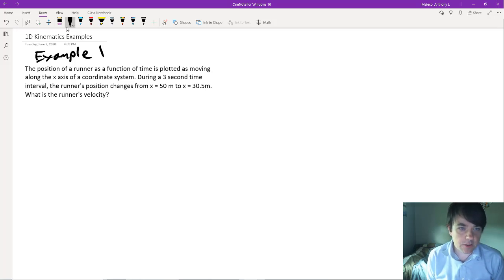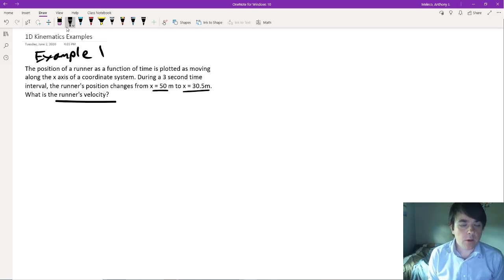The position of a runner as a function of time is plotted as moving along the x-axis of a coordinate system. So during a 3-second time interval, the runner's position changes from x equals 50 meters to x equals 30.5 meters. And we want to know what is the runner's velocity during this.